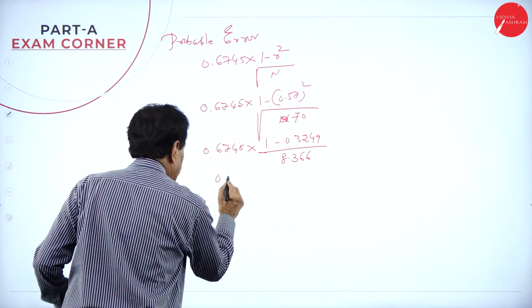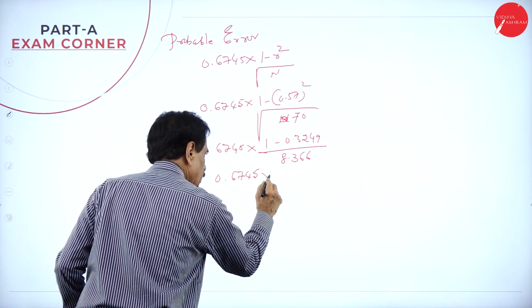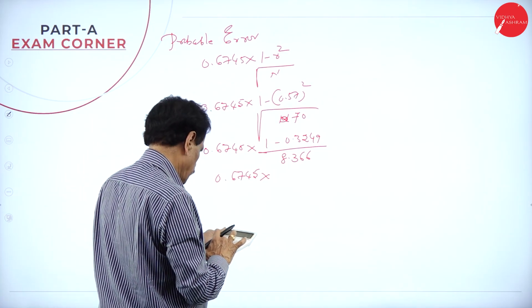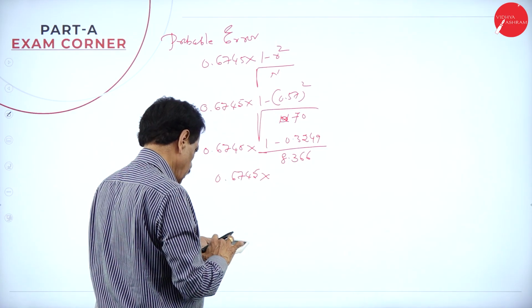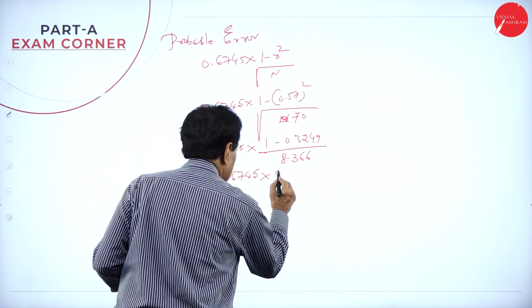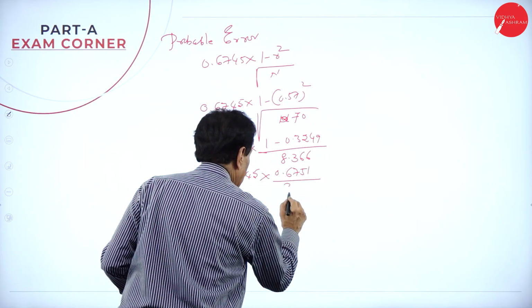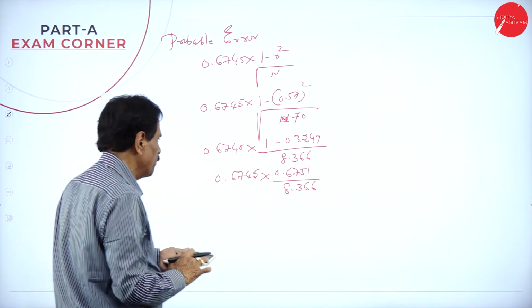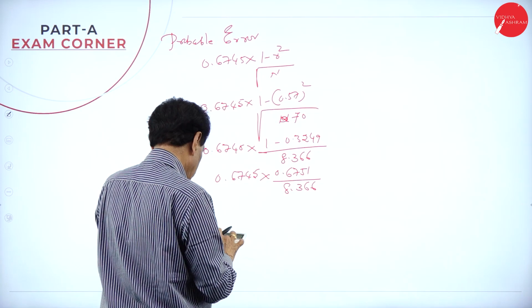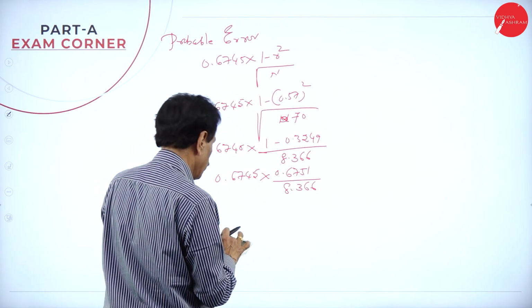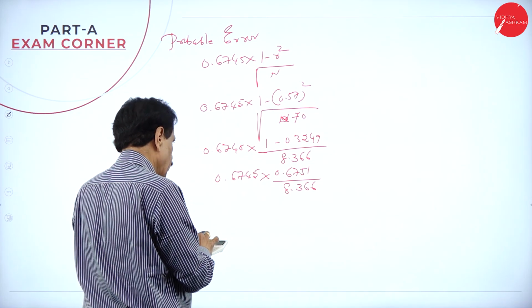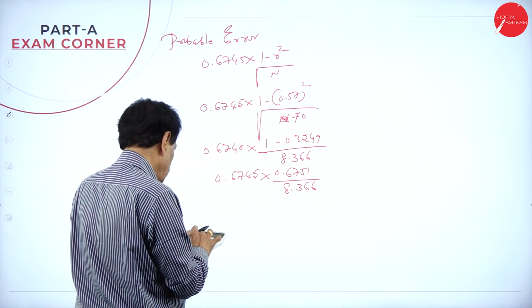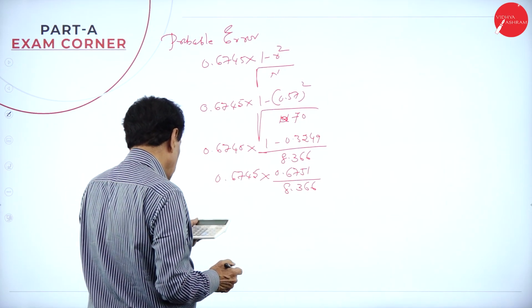So 0.6745 into 1 minus 0.3249, 0.6751, divided by 8.366. 0.6745, first one, divide 0.6751 divided by 8.366, 0.008.